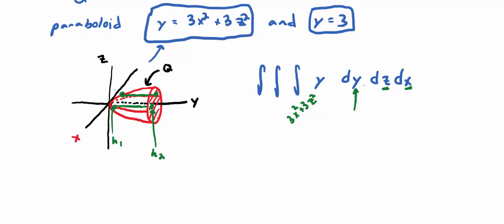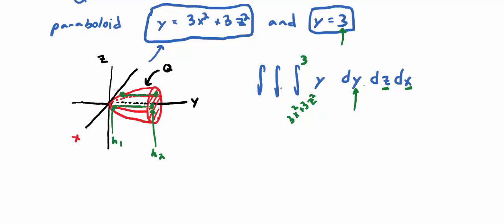So what would the right-hand bound be on this line segment? That's going to be constant, right? 3. So that right-hand bound, in this case, is constant. In other cases, it might be a different function of x and z. So it's 3. Any questions on how to get the inner limits of integration? Does that make sense to you?